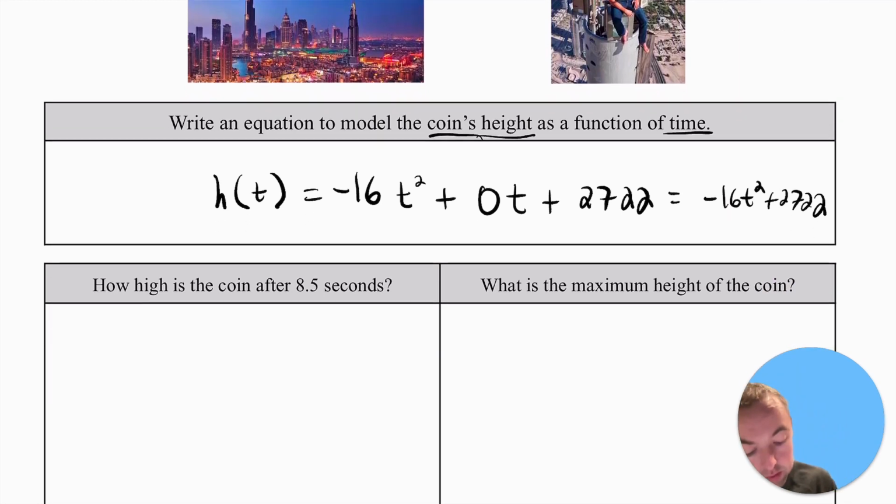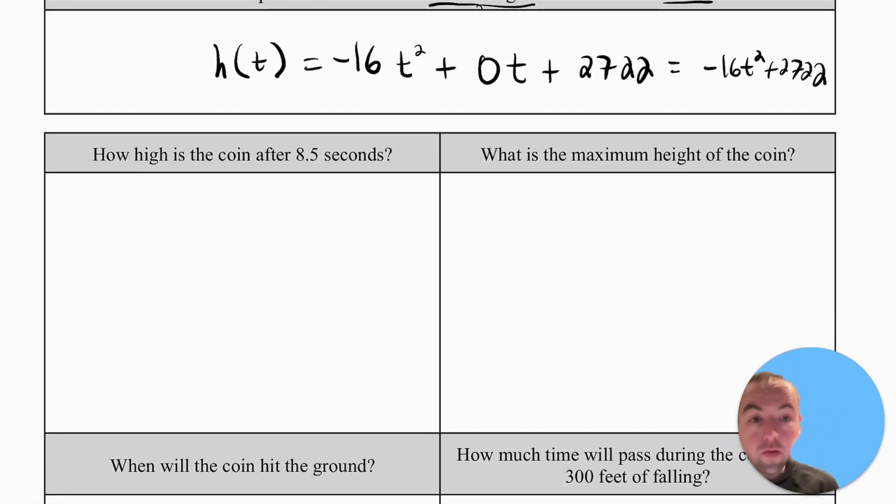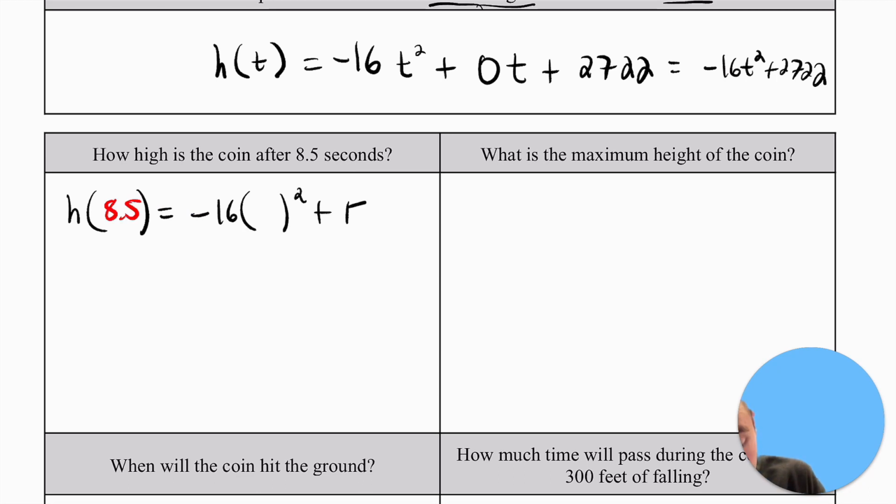All right, using this equation, we're going to solve for a number of characteristics about the coin that is dropped. First of all, how high the coin is after 8.5 seconds. We would know that t is 8.5, so we could plug in 8.5 for t. So we're taking negative 16 times 8.5 squared plus 2,722.